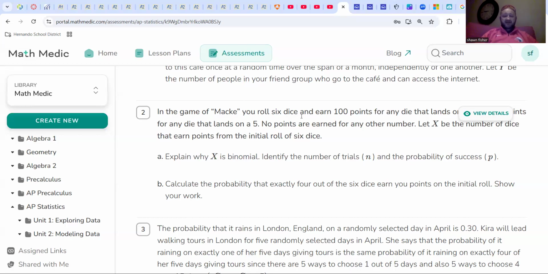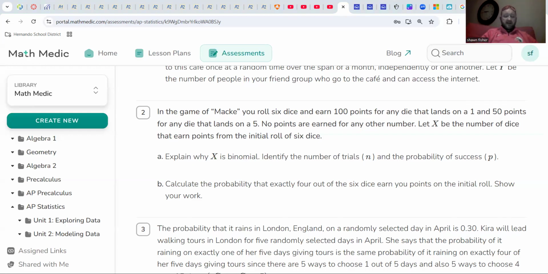The number of trials is 6. There are 6 dice that we roll. Okay, what's the probability of 4 out of the 6? All right, we're going to go to our calculator now.